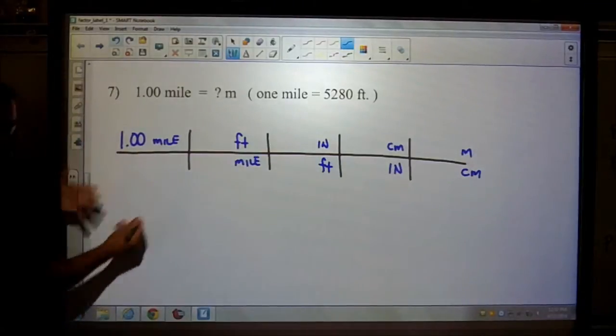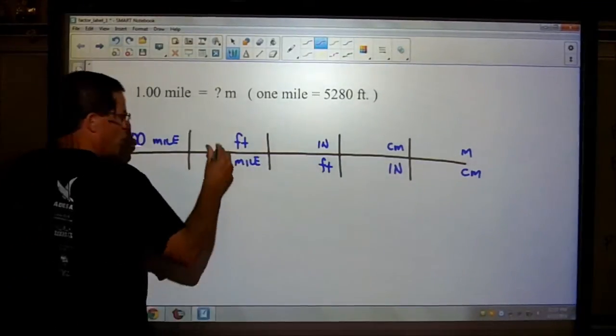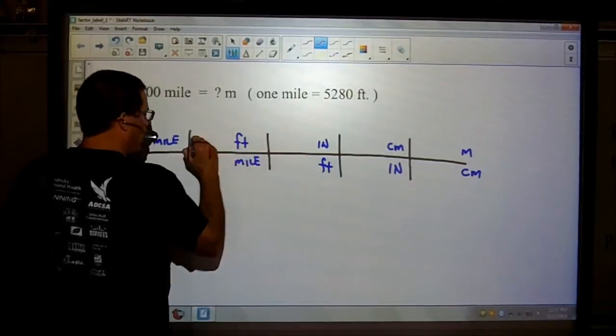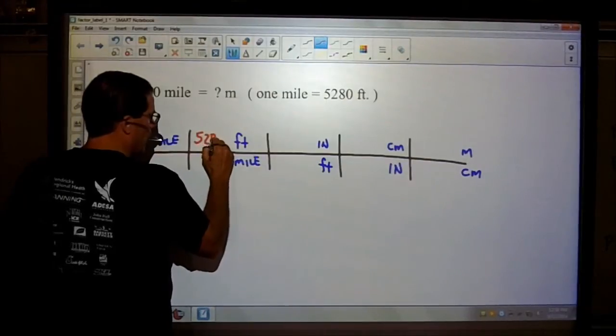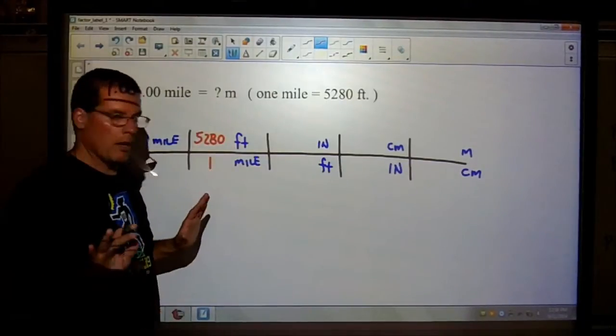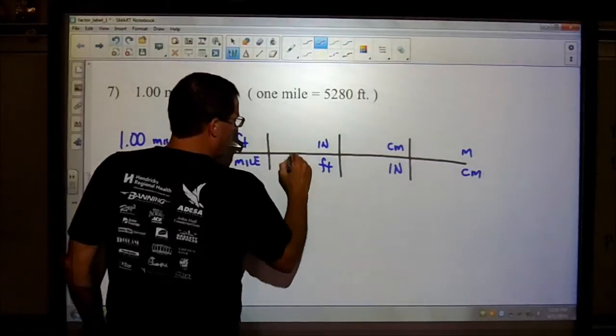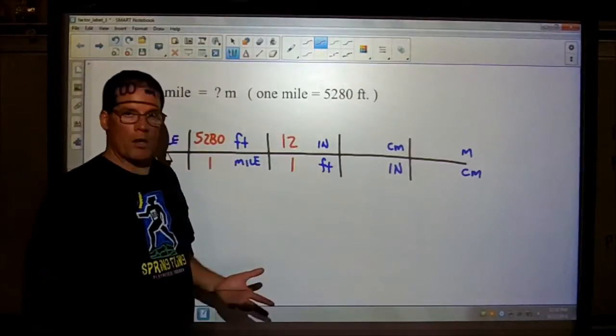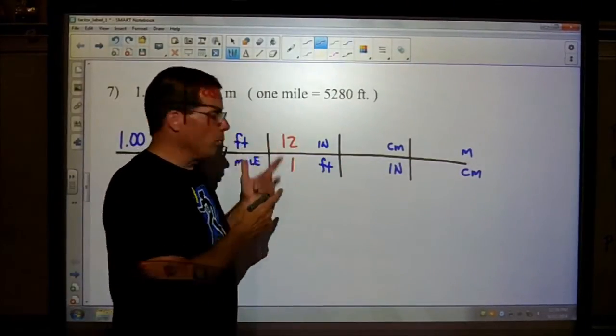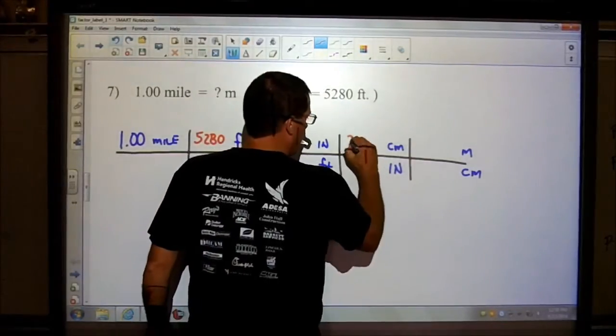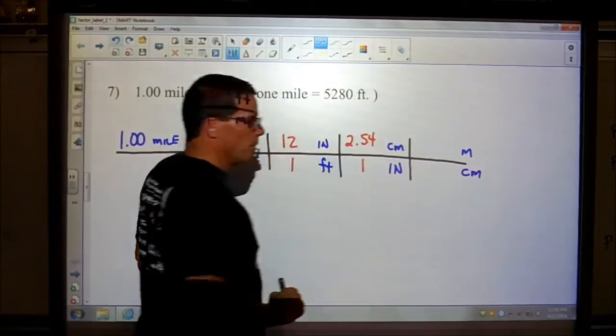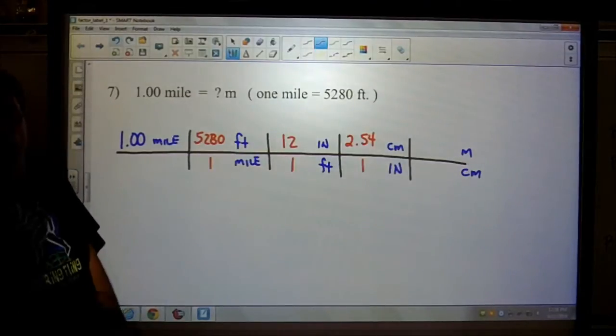So now I go and I plug my values in. So I know that in 1 mile, there are 5,280 feet. You don't have to know that. It's okay. In 1 foot, there are 12 inches. I'll give you that conversion. Earlier, we saw that in 1 inch, there are 2.54 centimeters. Now, here is our metric to metric conversion.